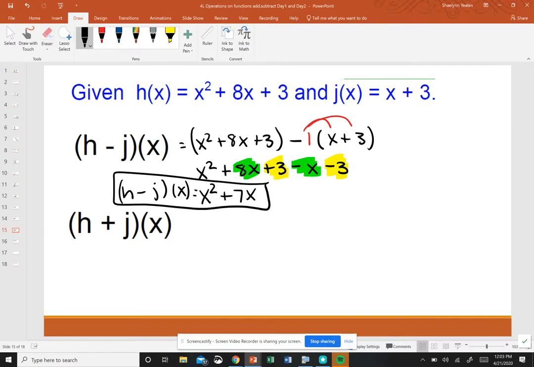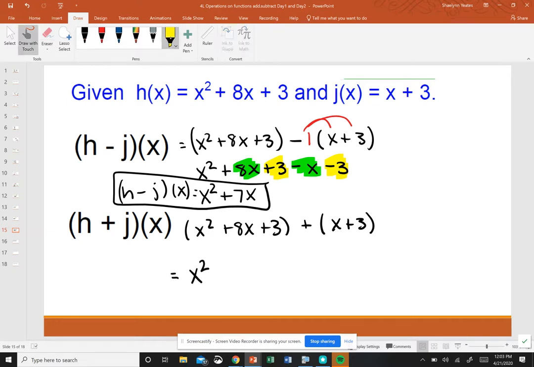All right, then let's do h plus j of x. So we're going to do that h function again. So we've got x squared plus 8x plus 3, and then we're going to add j. So we've got x plus 3. Now, because we have no negative 1, we just combine like terms. So again, there's nothing to combine with the x squared, so it's just x squared. But this time we have an 8x and an x. What's 8 plus 1? 9. So we have 9x.